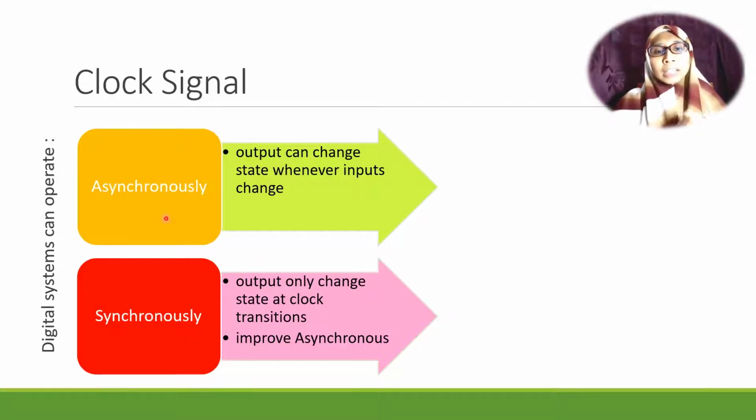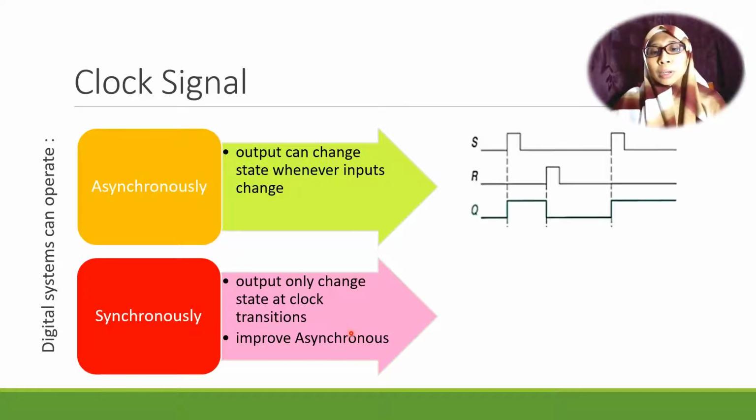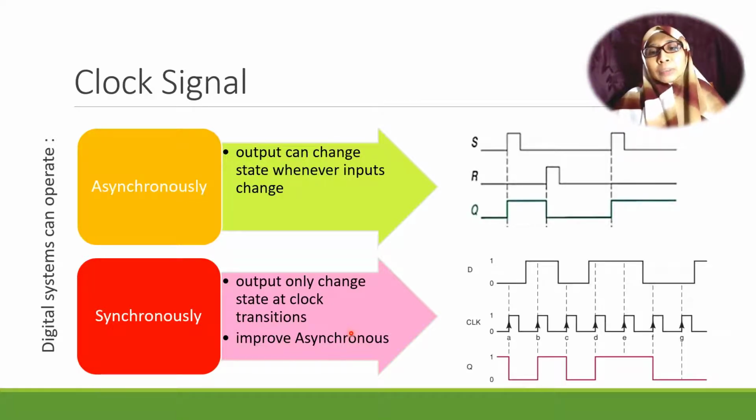For the asynchronous, the output will change whenever the input changes. For the synchronous, the output will only change at the clock transition. Actually, it tries to improve the asynchronous by controlling the output based on a constant pulse. Okay, so we're going to look more clearly at this based on the time diagram here.